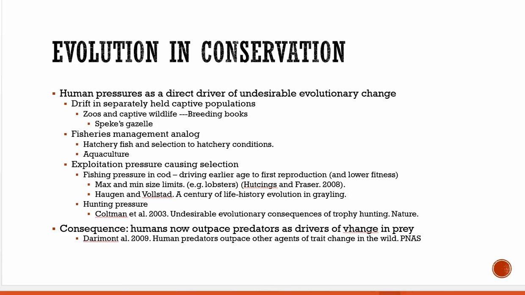This can also occur in hunting because of hunting pressure. And so Coltman et al. in 2003 showed undesirable evolutionary consequences of trophy hunting: smaller size, smaller antlers, and things like this. So human predation pressure causes variation in traits. And there's a paper in 2009 that human predators may outpace other predators as drivers of change. It's supposed to be change in prey.